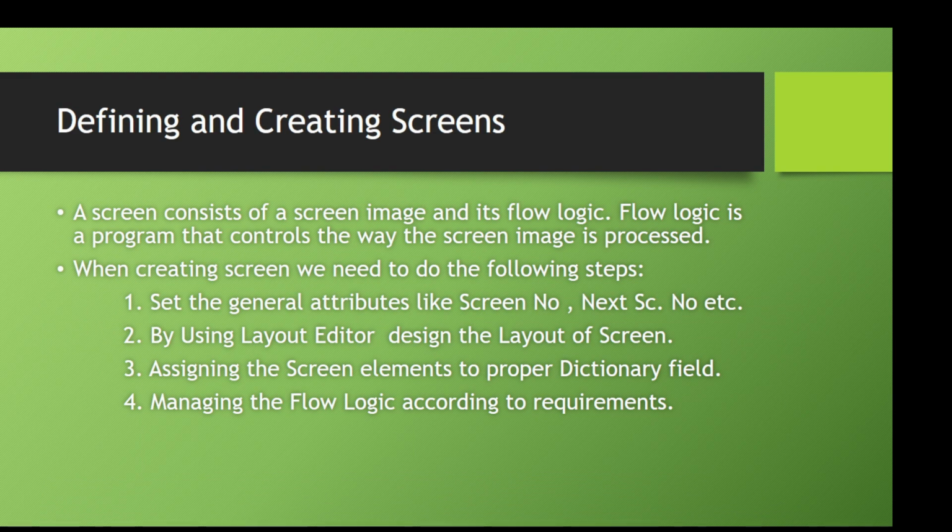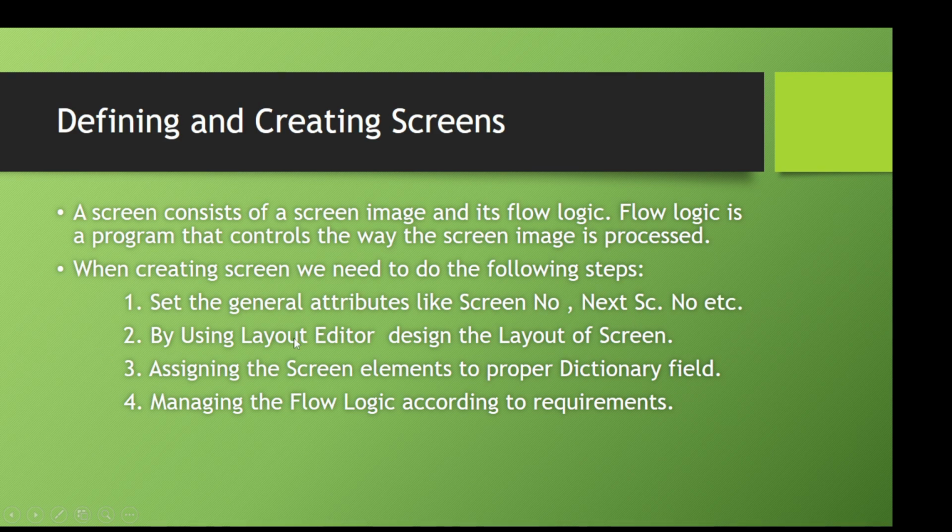Defining and creating a screen. For creating a screen, we have explored that we first go to SE38 and create a program, and after that we go to SE51 and create the screen for the program with the same name by giving the screen number. So this is the first step we have done, that is, set the general attributes like screen number and so on.